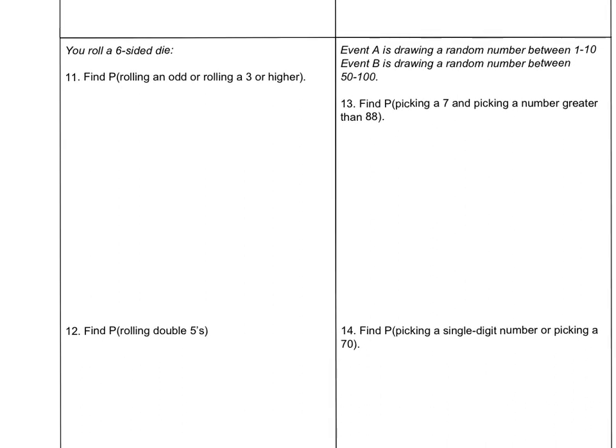So for 11 and 12, we're rolling a 6-sided die. For 11, we want to find the probability of rolling an odd number or rolling a 3 or higher. So the probability of odd or greater than or equal to 3, we have to add our probabilities and subtract the overlap. So the probability of rolling an odd number, so of the numbers 1 through 6, 3 of them are odd, so 3 over 6, plus, now we're saying 3 or higher, which means I'm going to include 3, so the numbers that are greater than or equal to 3 are 4 of them out of 6.